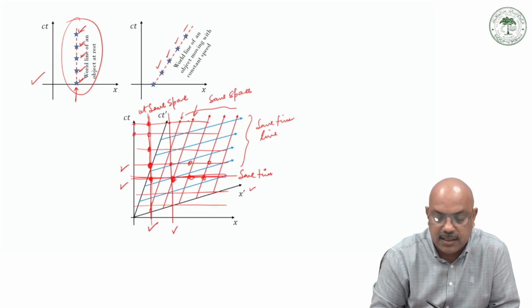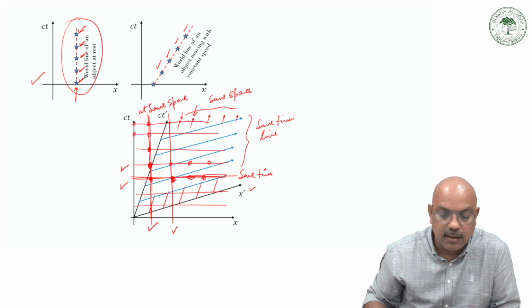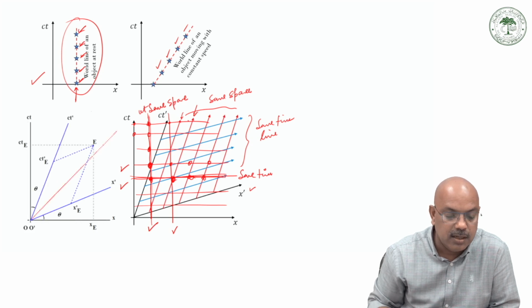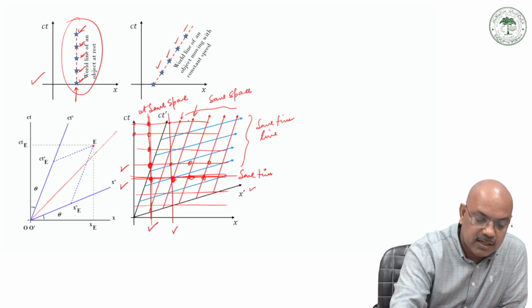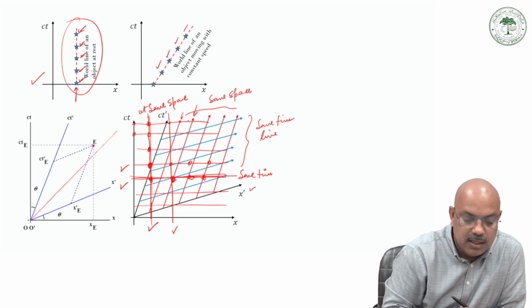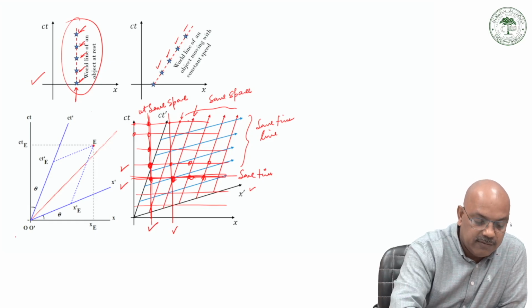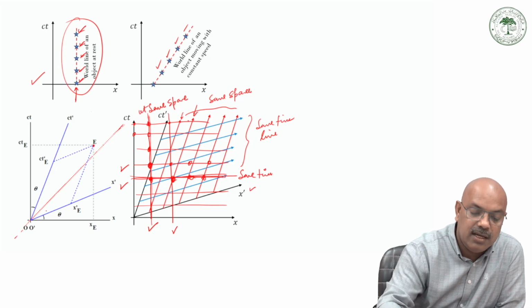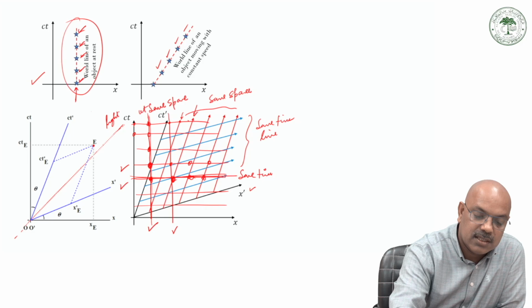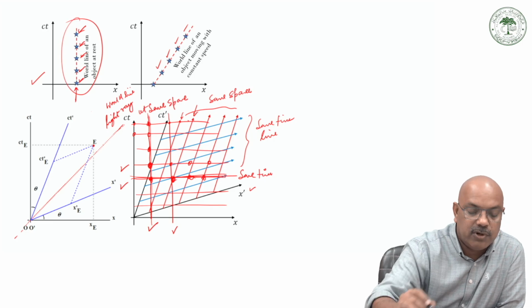So you see that one thing, suppose that one event has happened. Okay, so this is my world line. If you see, this is my world line, which is at 45 degrees. This is the world line of a light ray, which is at 45 degrees.